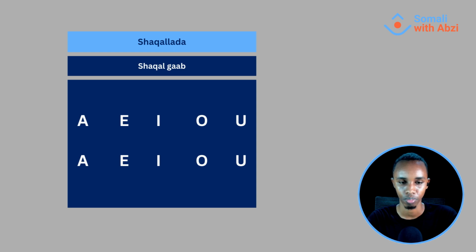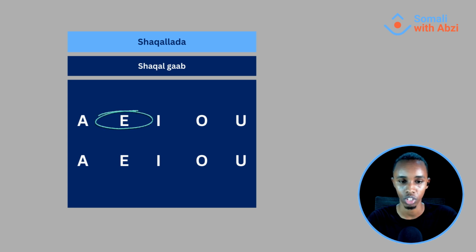A, E, I, O, U. Let's repeat one more time. A, E, I, O, U.